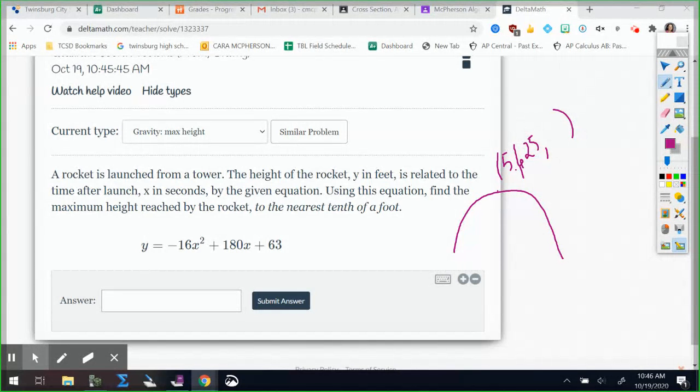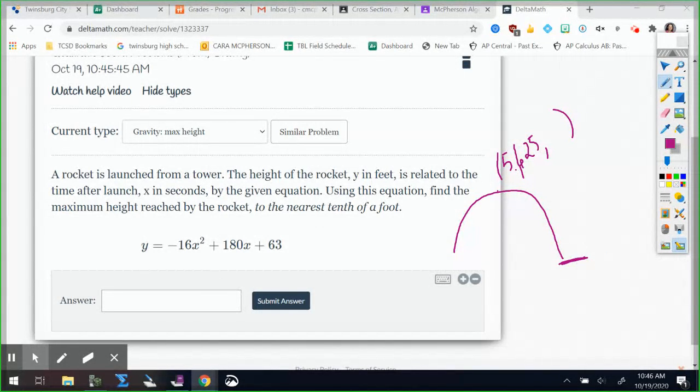Now, if it asks you how long it takes to get to the ground, it would take twice as long because the vertex is like the middle point. It's the midpoint on its way up, and it's going to have the exact same amount of time on the way down. So this particular question wants to know about height. It doesn't want to know about time, but I just want to kind of mention that.